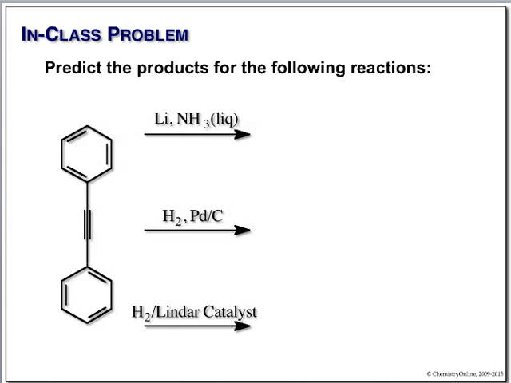All right, this is a classic exam question as well. We have 3 ways of reducing an alkyne. Go ahead and draw the products for dissolving metal, hydrogen with platinum on carbon, or Lindlar catalyst.